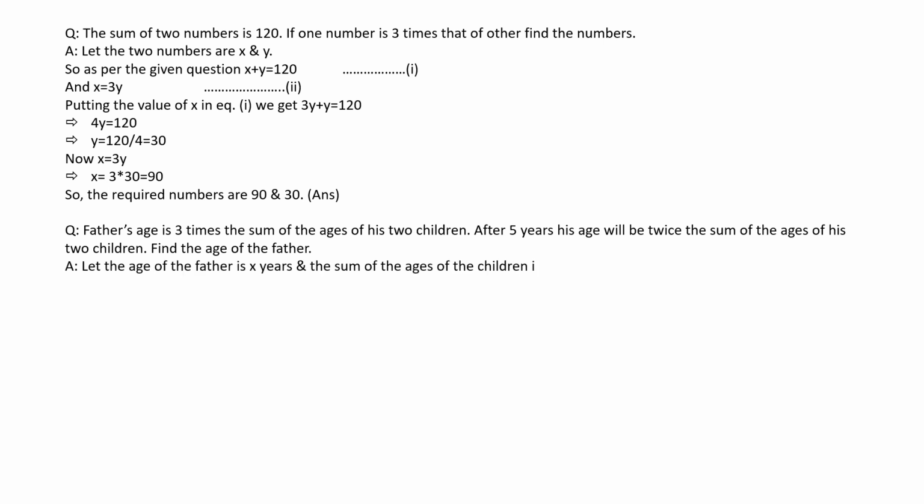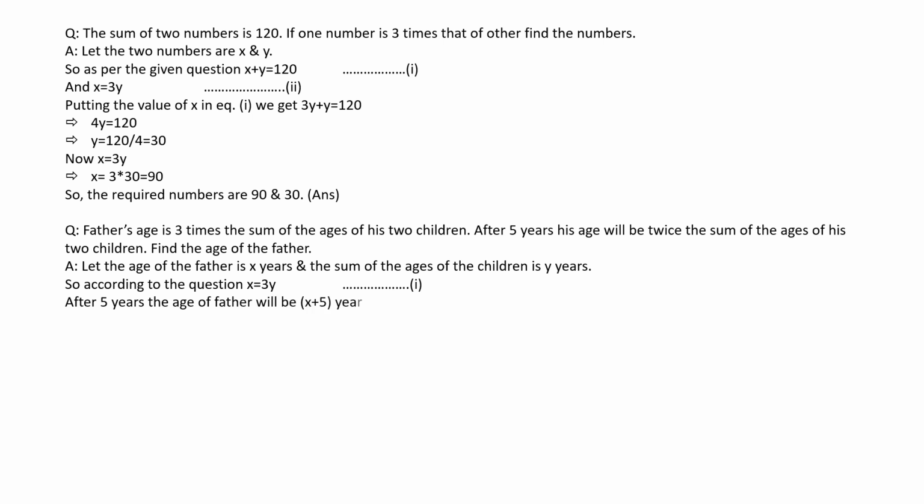Let the age of the father be x years and the sum of the ages of the children be y years. So according to the question, x equals 3y. Let this be the first equation, because it is already given that the father's age is 3 times the sum of the ages of his two children. So x equals 3y.